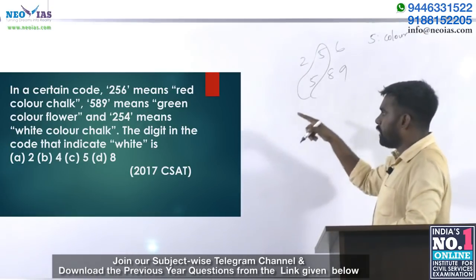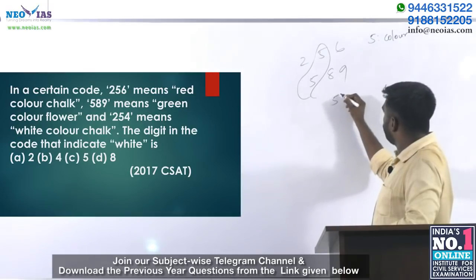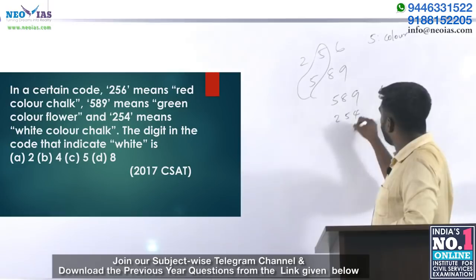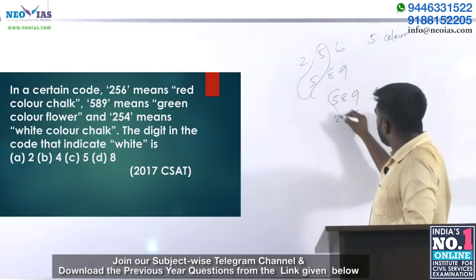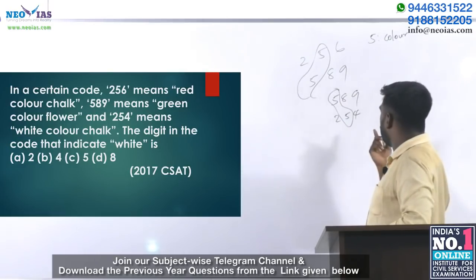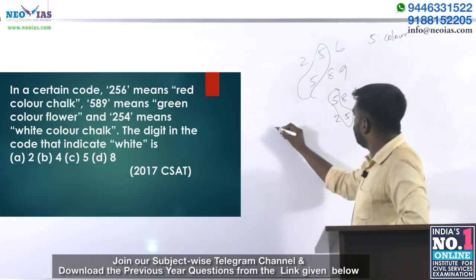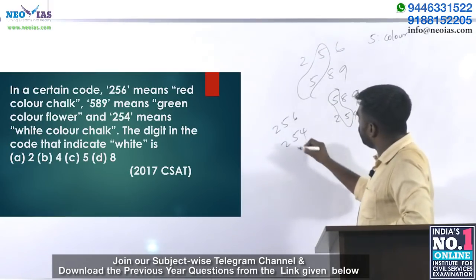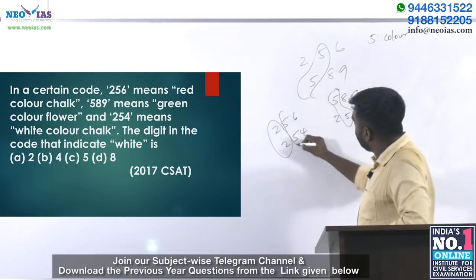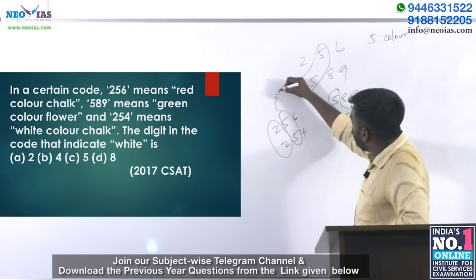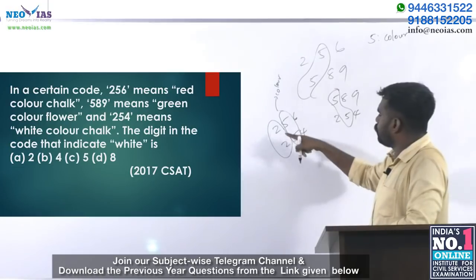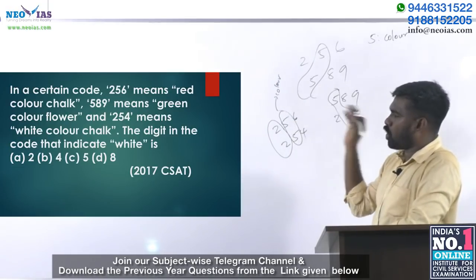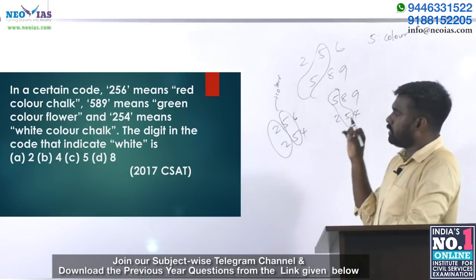Next one, 589 and 254, isn't it? So already we made the relation, so there is no use of that. Then 256 and 254. This 2 is common, 5 is common. 5 is already meant for color. So what is meant for 2? For this first code it is red color chalk. The third code is white color chalk.